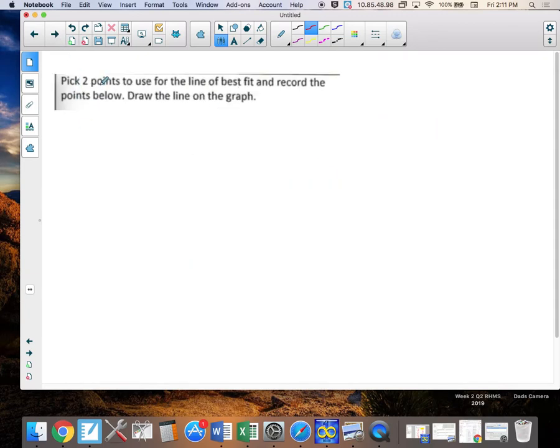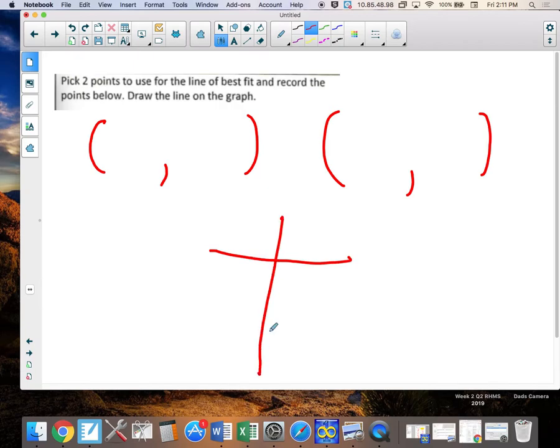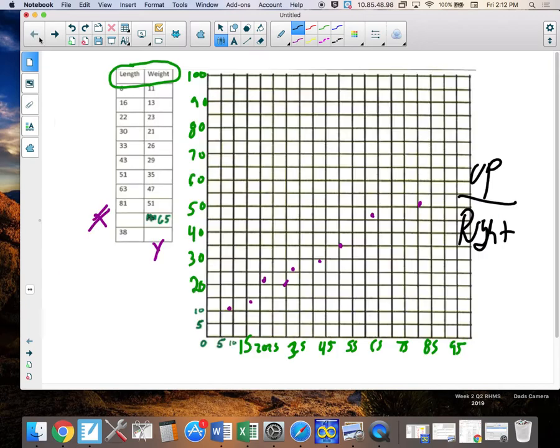Question number 2 says to pick 2 points to use for our line of best fit, record the 2 points, and draw the line. So here I'm going to draw our coordinate points. We are also able to record them in a table. So I need to draw my line of best fit. The line has to go through the middle of the data and have about the same number of points above and below.